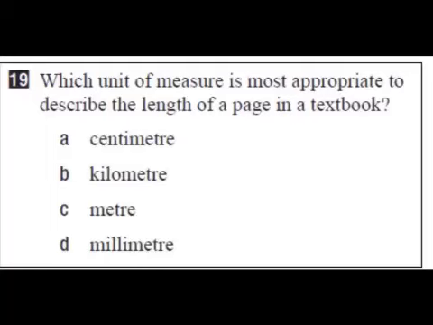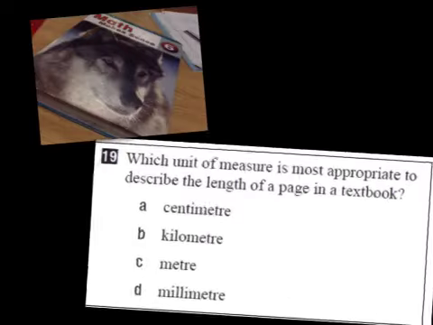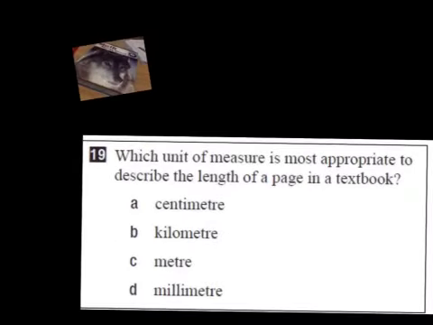Which unit of measure is most appropriate to describe the length of a page in a textbook? A. Centimeter, B. Kilometer, C. Meter, and D. Millimeter. Let's find out. Now let's cross off kilometer and meter.